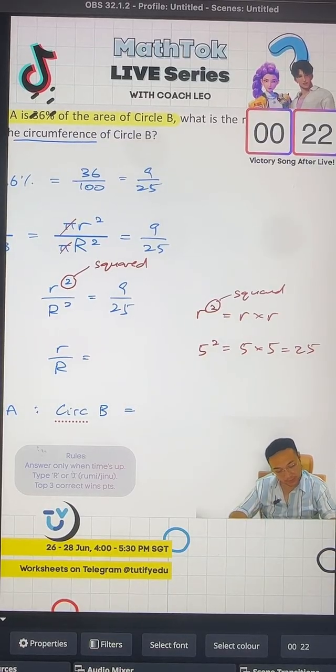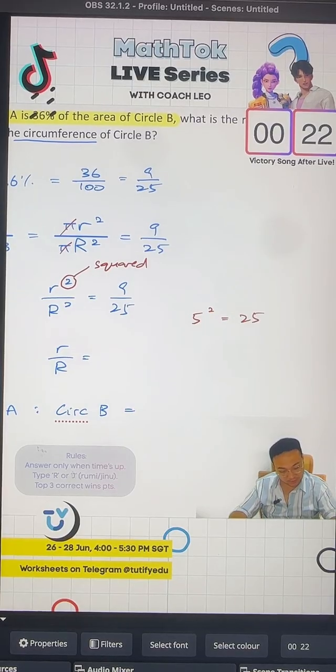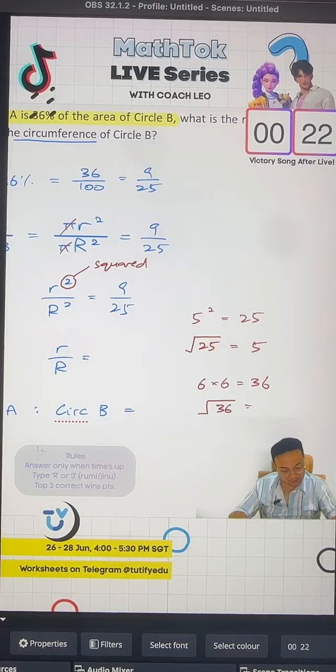So what's the opposite of squared? It is called square root. For example, 5 squared equals 25. So the opposite of square is square root. This is called square root. So the square root of 25 equals 5. Why? Because 5 times 5 is 25. What about 6 times 6 is 36? So what is the square root of 36? 6. It's as simple as this.